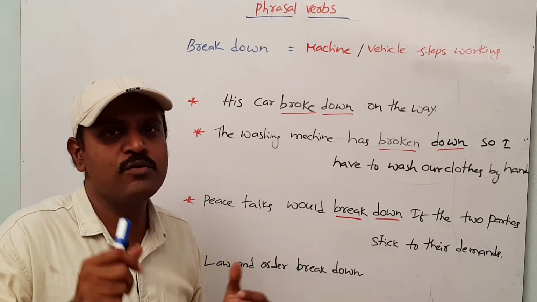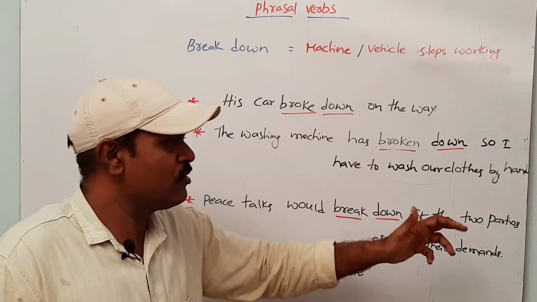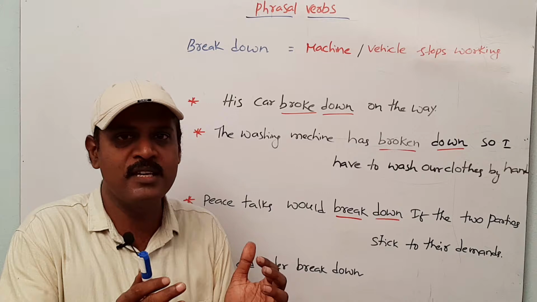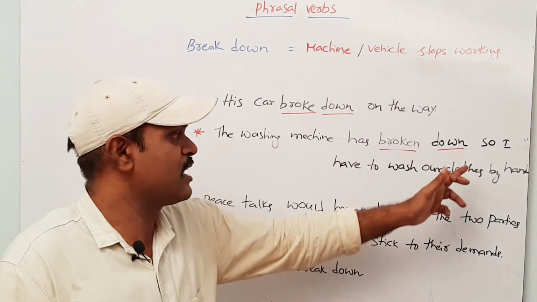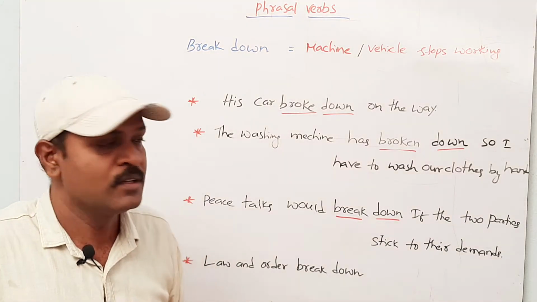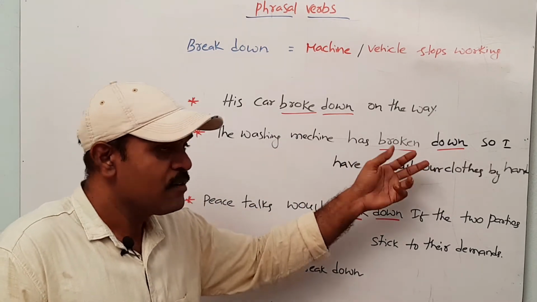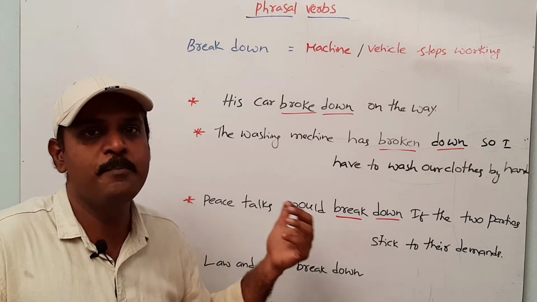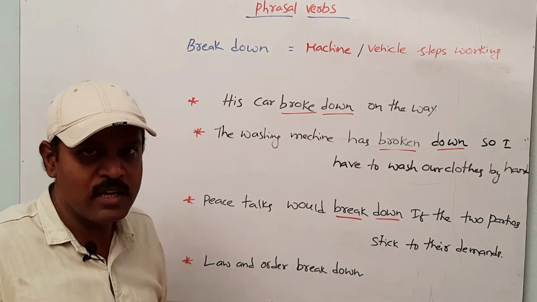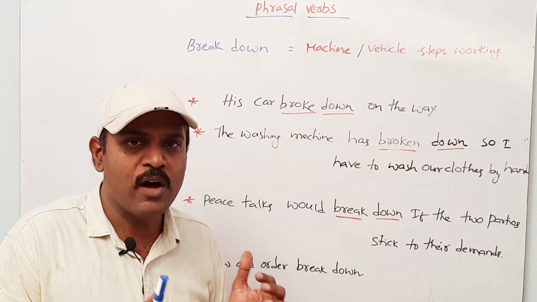Here you can see two sentences. First one is the washing machine has broken down. Second one, I have to wash our clothes by hand. These two sentences are combined with the conjunction so. So is here a coordinating conjunction. The washing machine has broken down. Just basing on verb form, we can say that it is in present perfect tense. The machine has broken down. So that's why I don't have any option. I have only the option of washing them by hand.